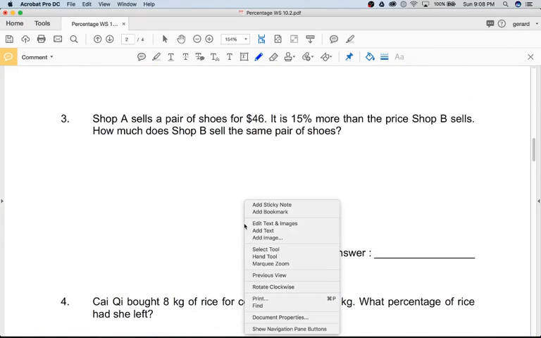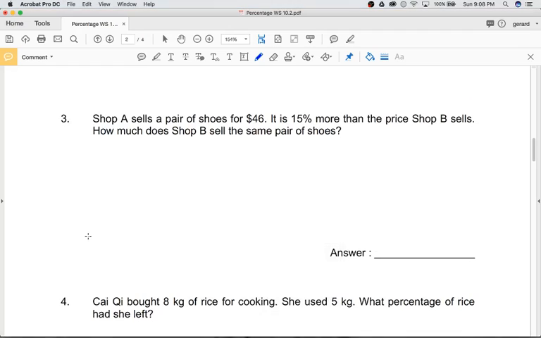Alright, question 3. Shop A sells a pair of shoes for $46. It is 15% more than the price Shop B sells. How much does Shop B sell the same pair of shoes? Okay, this kind of question can be a little bit complicated, because it's very hard for us to tell whether Shop A is 100% or whether Shop B is 100%.